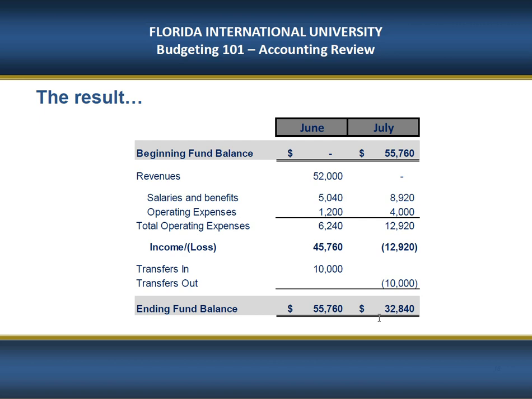Now, we also paid back the startup loan. So we have a transfer out for $10,000. So our ending fund balance at the end of July is $32,840.